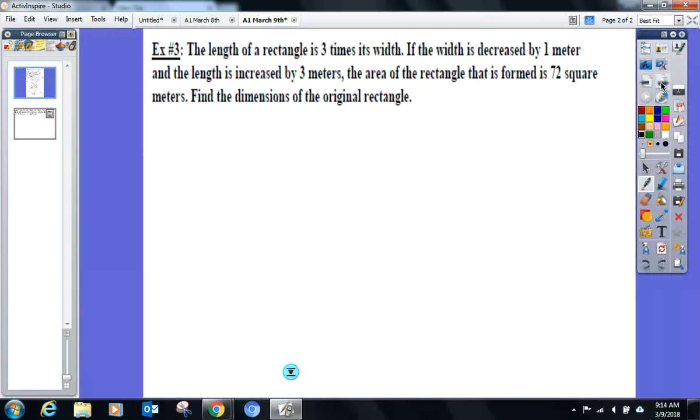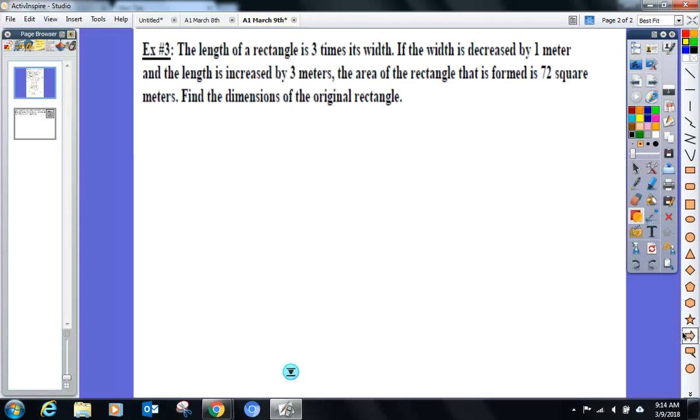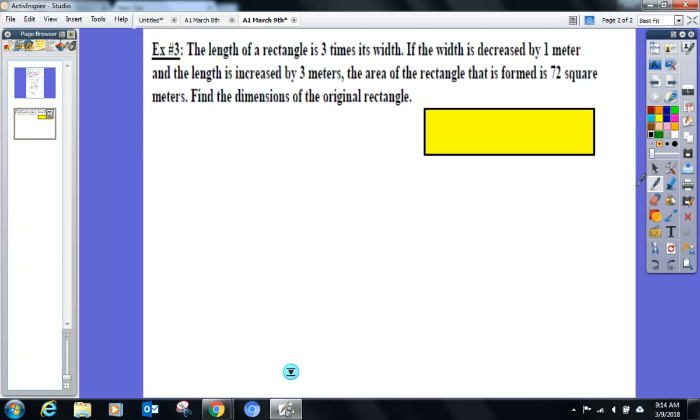All right, we got one more before we call it a day here, which is our good old rectangle problem. Any rectangle problem, I'd highly recommend, actually, forget the word recommend, require you to draw out a little rectangle diagram to see this. The length of a rectangle is 3 times its width. Which one's the smaller one? So what's smaller, the length or the width? That's what I would call x. Okay, so let x equal the width.